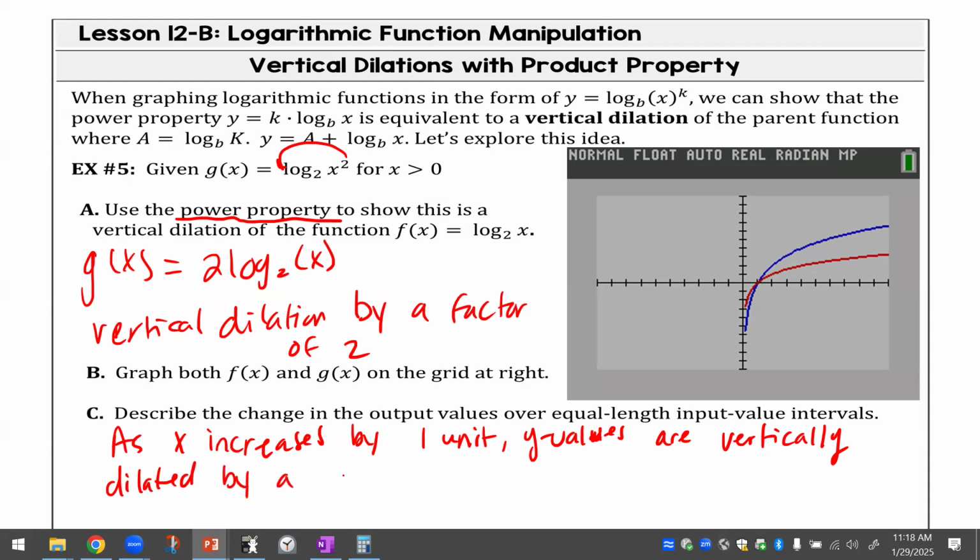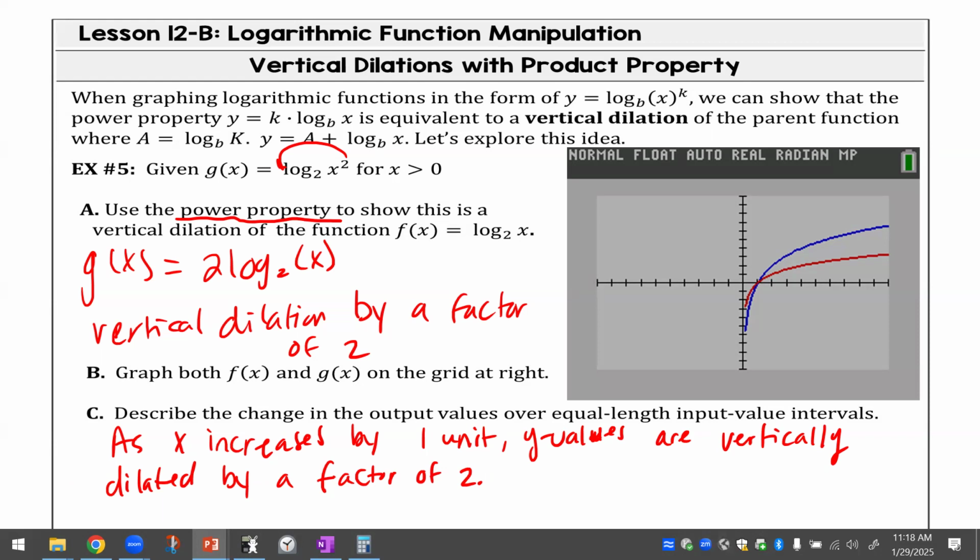Is that right? Vertical, right? We're not allowed to say stretch and compress anymore. I know it's crazy. Does that make grammatical sense? As x increased by 1 unit, y values are vertically dilated by a factor of 2. That makes grammatical sense, right?